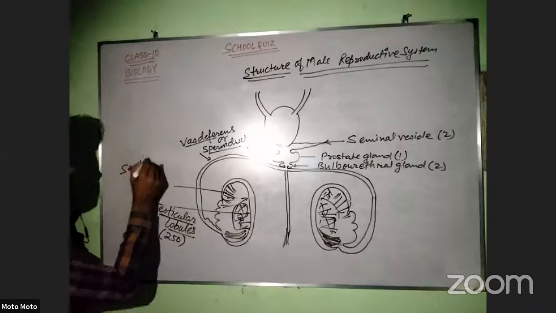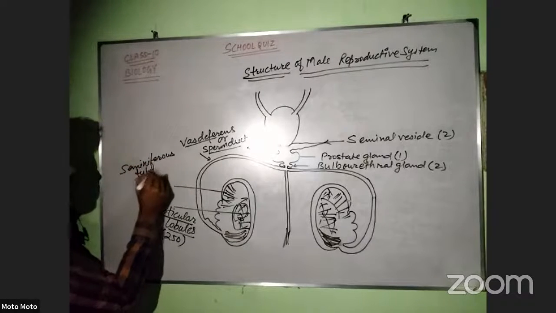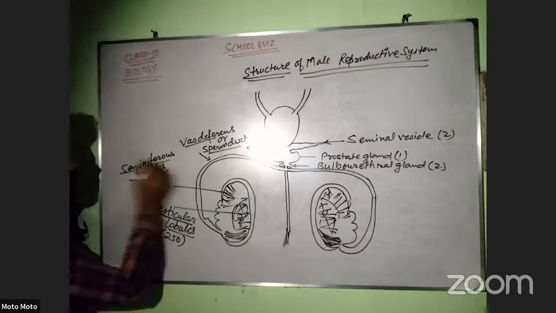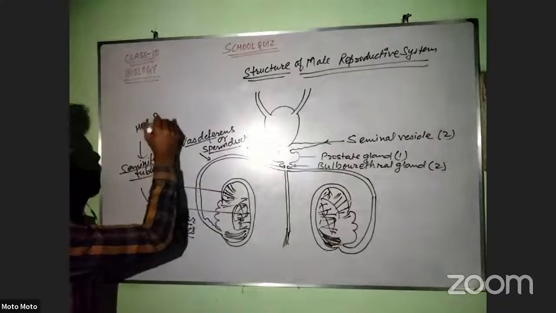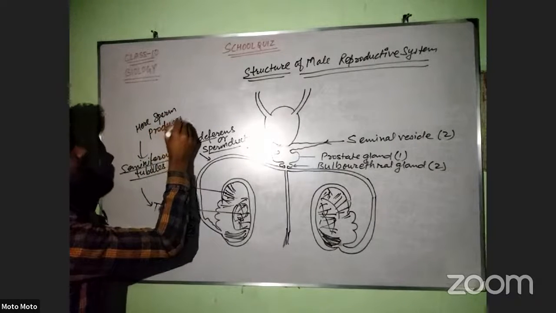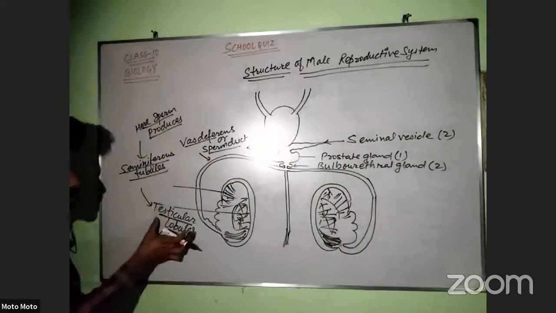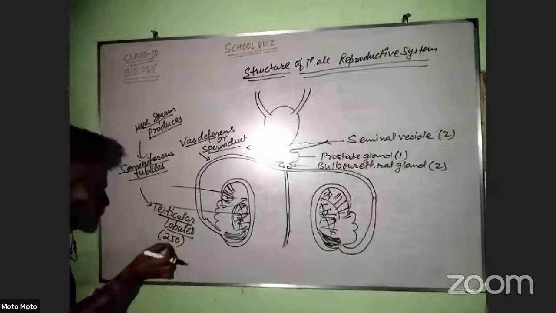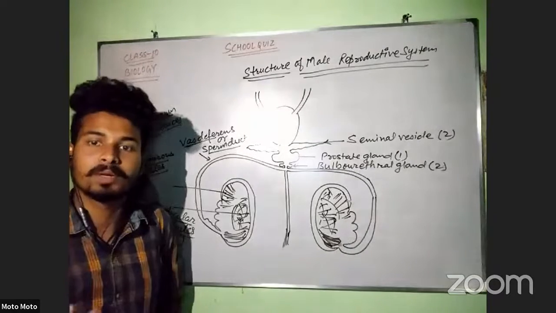Okay. Yes, sir. So testicular lobules will carry the seminiferous tubules. It is in these seminiferous tubules that sperm is produced. Sperm is produced in the seminiferous tubule, which is present in the testicular lobules, and each testicular lobule will carry 2 to 3 seminiferous tubules in it.